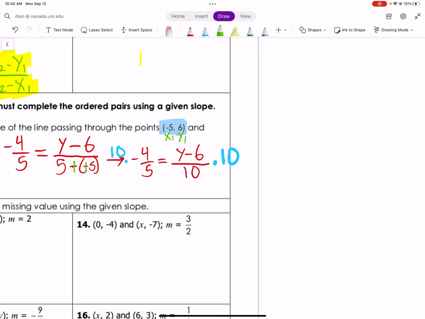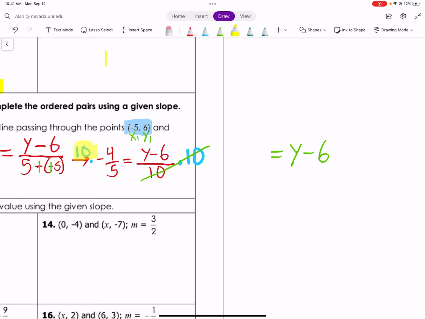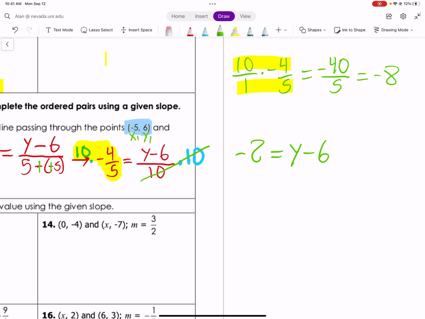So when I multiply the right-hand side by 10, these cancel. I'm left with y minus 6 on the right. But if I'm looking at the left, I have 10 times negative 4/5. This becomes 10 over 1 times negative 4 over 5. When we multiply fractions, we multiply the numerators and we multiply the denominators. So 10 times the negative 4 is negative 40, but the denominator is 1 times 5 is 5. And can we reduce this negative 40 divided by 5? Absolutely, we can. What does that give us? That gives us a negative 8. So this left-hand side becomes negative 8.